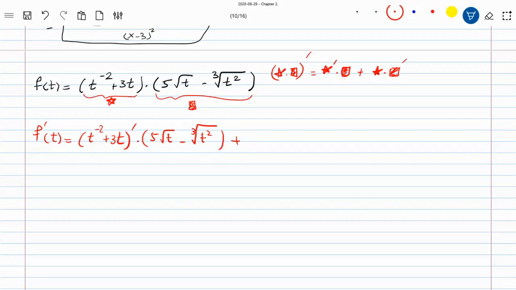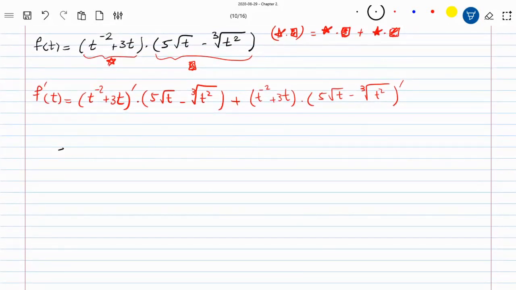Okay, so it would be the first function derivative multiplied by the second, plus the first function, t to the negative 2 plus 3t, times the derivative of the second, 5 square root of t minus cube root of t squared derivative. Some of these derivatives are easy, some are kind of complicated. For example, the first part is easy. Derivative of t to the negative 2, this is power rule. Drag down the negative 2, subtract 1 from the exponent. Negative 2 minus 1. Derivative of 3t, same thing. Keep the 3, drag down the exponent. Exponent is 1, so times 1. Subtract 1 from the exponent, 1 minus 1.